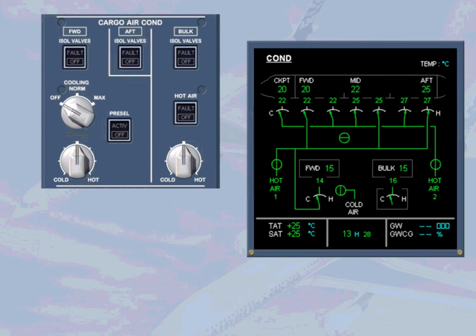Final compartment temperature adjustment is achieved by the ventilation controller, which controls the trim air valve by comparing the ambient temperature and the selected one. This cockpit temperature selection can be overridden by the preselected one when the active light is on.